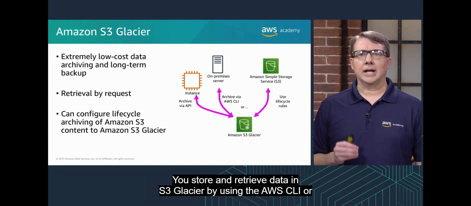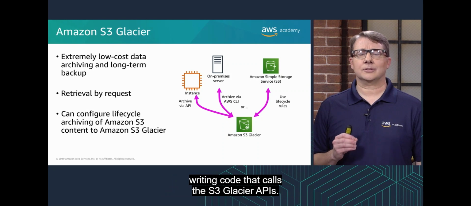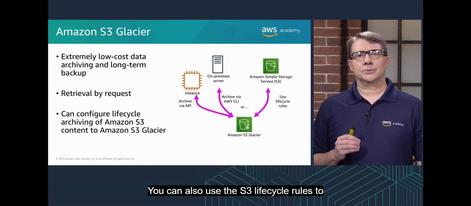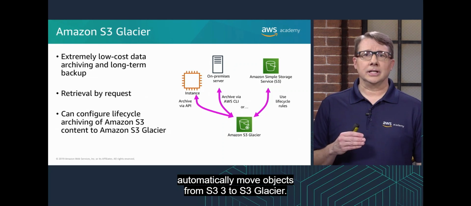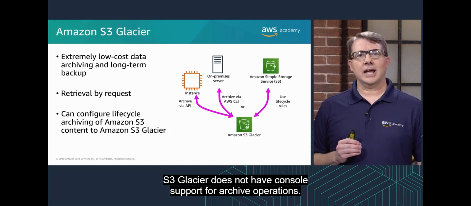You store and retrieve data in S3 Glacier by using the AWS CLI or writing code that calls the S3 Glacier APIs. You can also use the S3 lifecycle rules to automatically move objects from S3 to S3 Glacier. S3 Glacier does not have console support for archive operations.